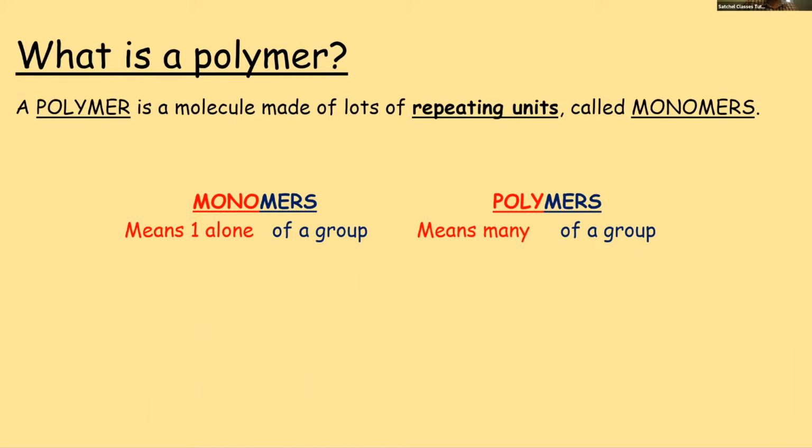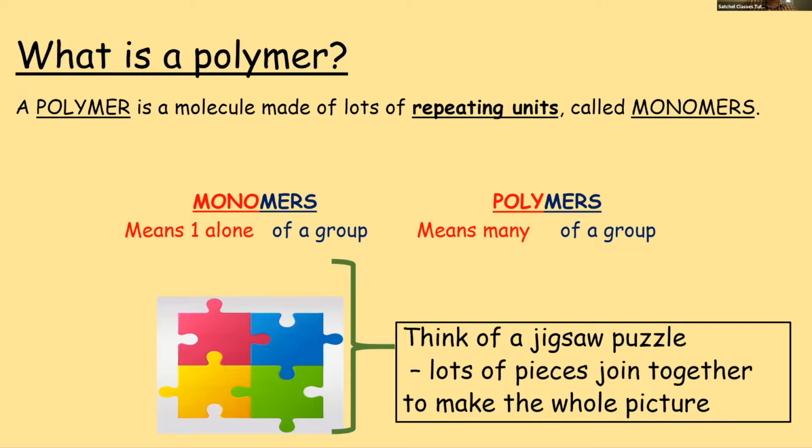So if we imagine this a bit like a jigsaw puzzle, with lots of pieces joined together to make the whole picture, the monomer is every individual jigsaw puzzle piece, whereas the polymer is all the pieces joined together to make one big thing. That means we can build polymers from monomers, or we can take a polymer and break it down into individual monomers.